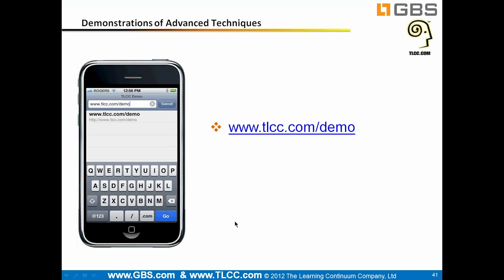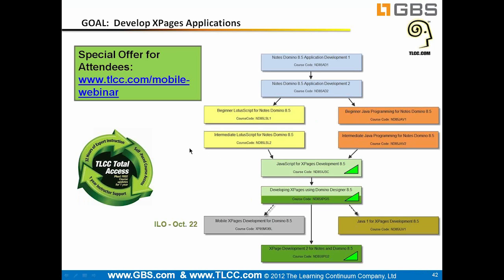Okay, so what skills do you need to develop mobile web applications? Well, obviously you need to be a Domino developer, because this is, again, taking your Domino applications and converting them to XPages and mobile XPages. So the first couple we're showing in terms of our TLCC courses, but you need to have an understanding of Notes and Domino development and an understanding of the Domino object model.